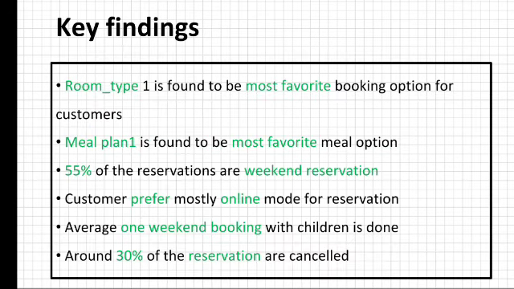So the key findings in this data set are that room type 1 is the most favorite option for the guests, and their favorite meal option is meal plan 1. Among those reservations, 55% were weekend reservations, and customers mostly preferred the online mode for reservation. On average, one weekend reservation including children is made, and in those reservations around 30% were cancelled.